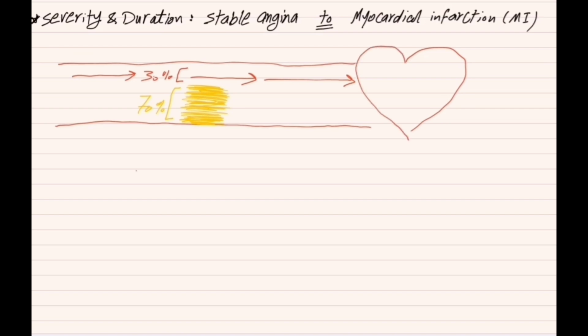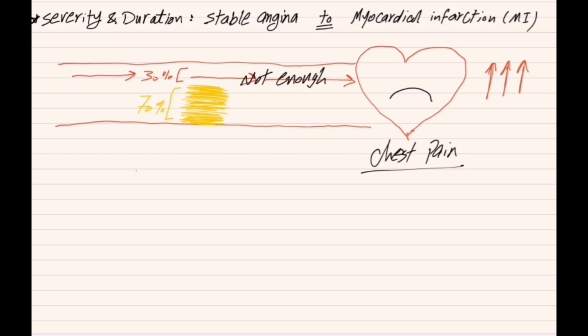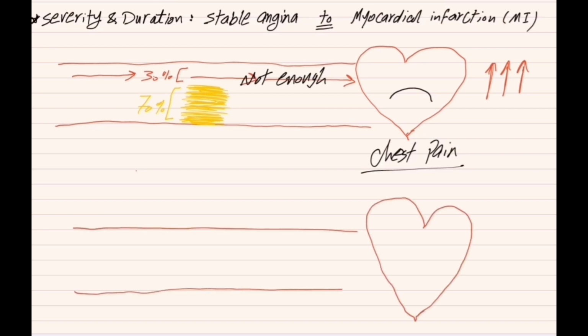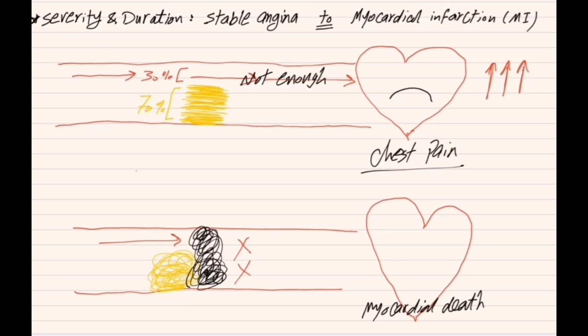However, during times of stress, when the heart pumps more, this open 30% cannot meet the increased demand of the heart, and the patient will experience chest pain. Keep in mind that this ischemia is not severe enough to cause death of the myocardium. Moving on to the other extreme. If we have severe obstruction of the lumen, it will cause myocardial infarction, which means that the ischemia is severe enough to cause death of part of the myocardium.